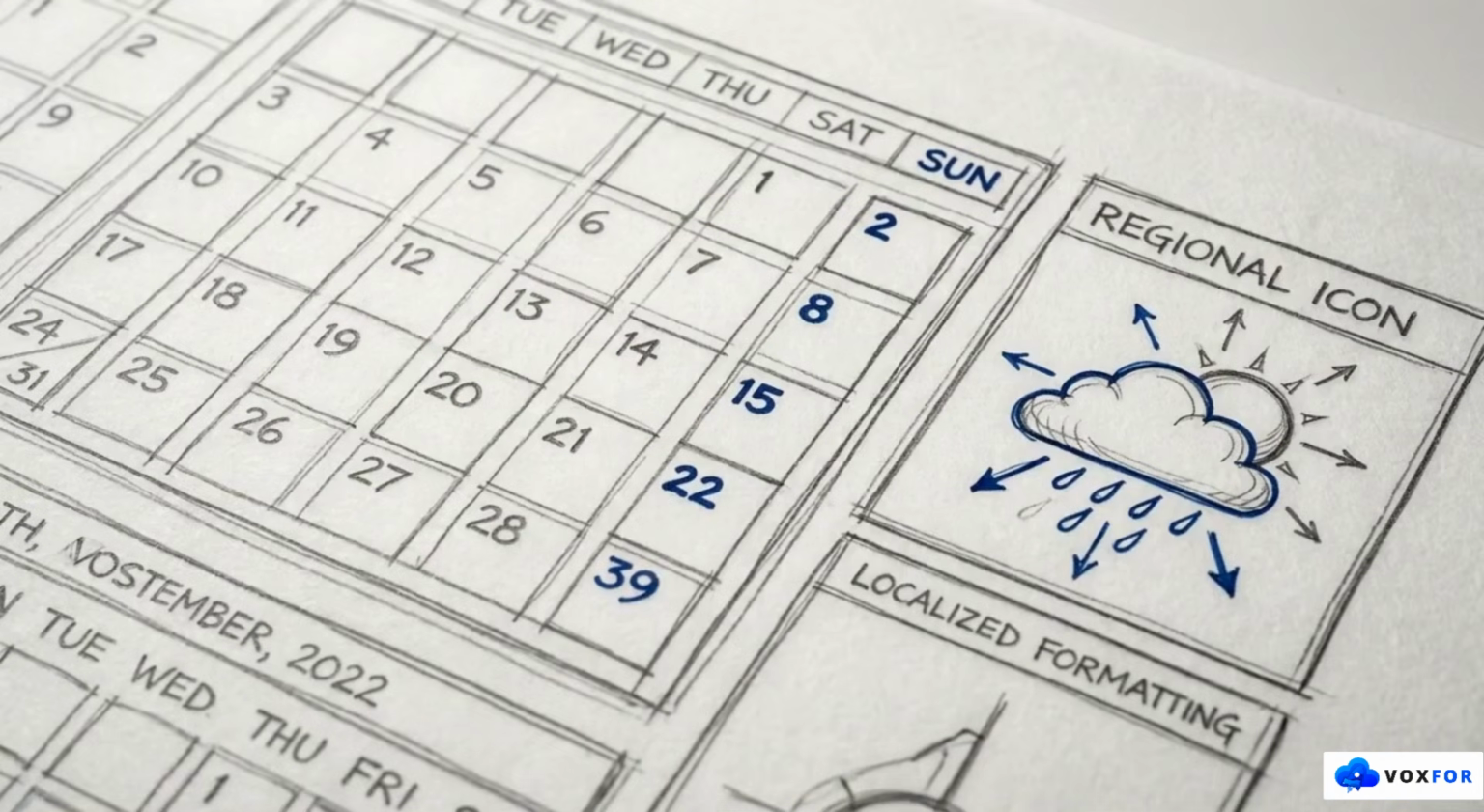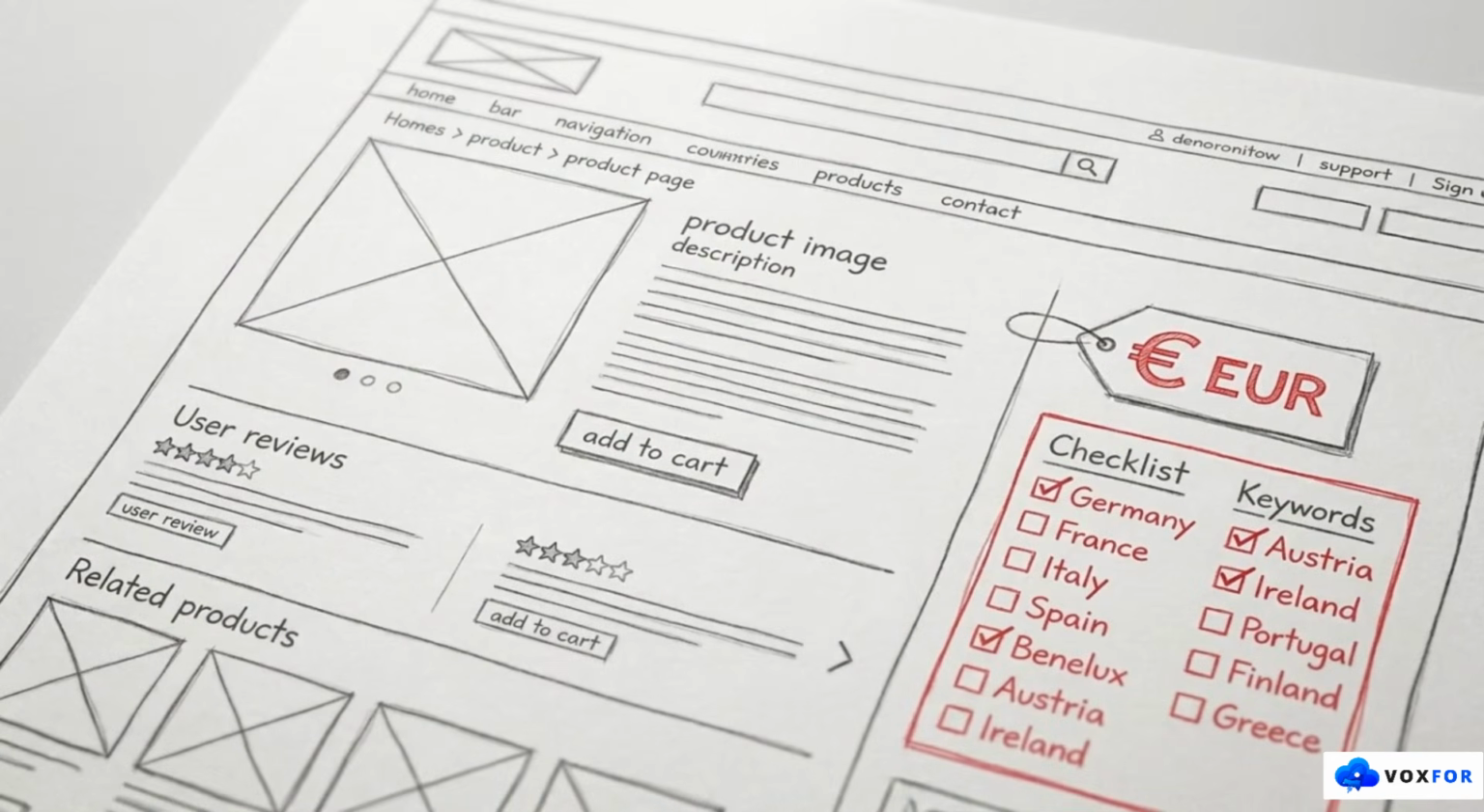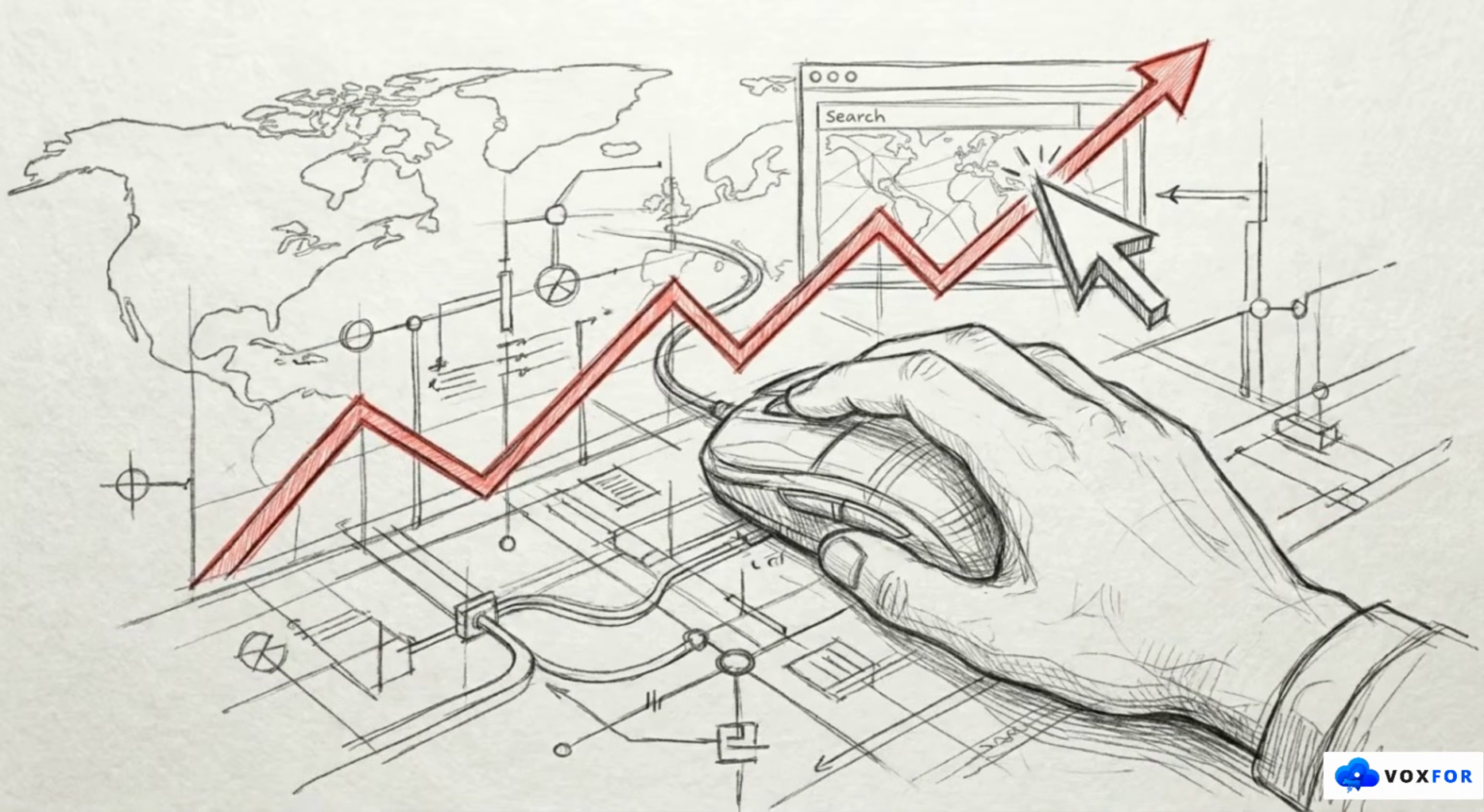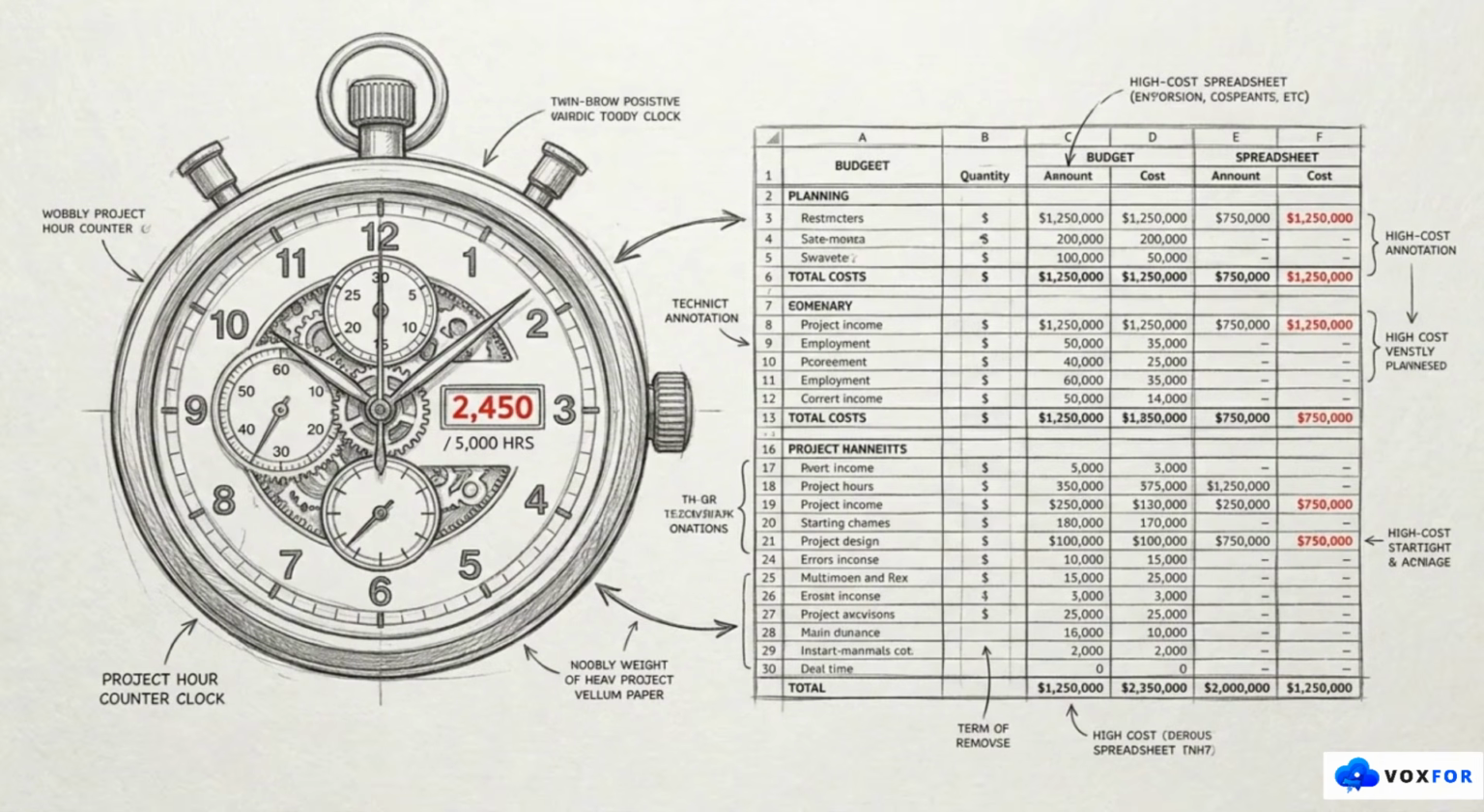True localization requires adjusting your message to fit exact local expectations, modifying the currency, restructuring dates, and targeting the specific keywords that region actually uses. The trade-off is clear. Localization aligns with user behavior and drives high rankings, but it requires significantly more upfront time and capital than a batch machine translation.